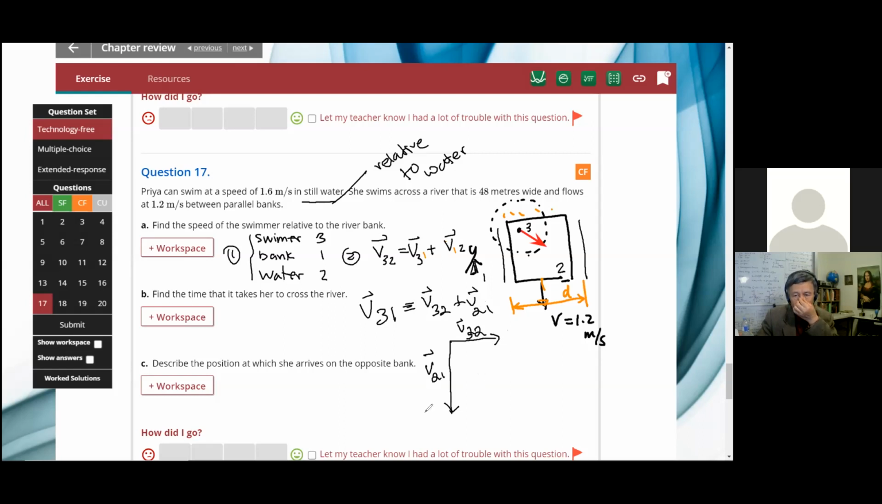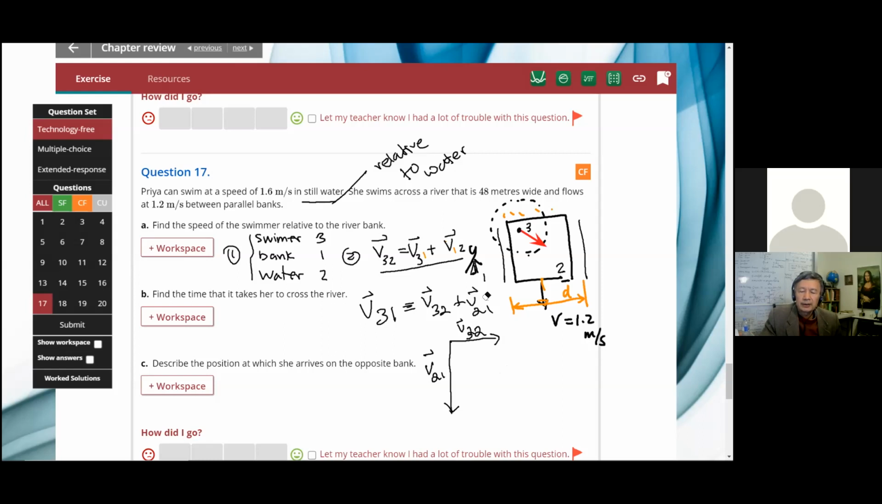Yeah, V2 1. Are you sure this is right? So what does that mean? What does this equation mean? So you have to use a vector form.